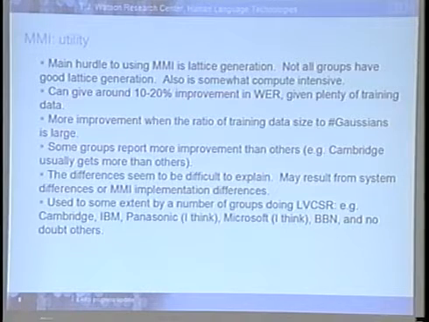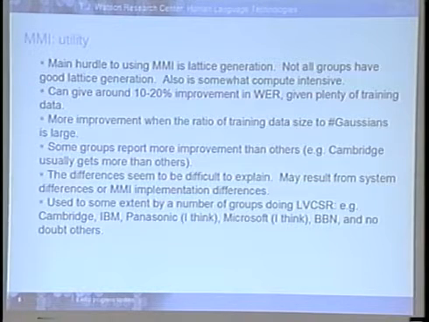This is just a slide about how useful MMI is. I think the main hurdle has probably been the lattice generation. You say you have lattice generation. I guess the AT&T decoder, they released the decoder then? You can have the binary. Oh, the binary. I see.